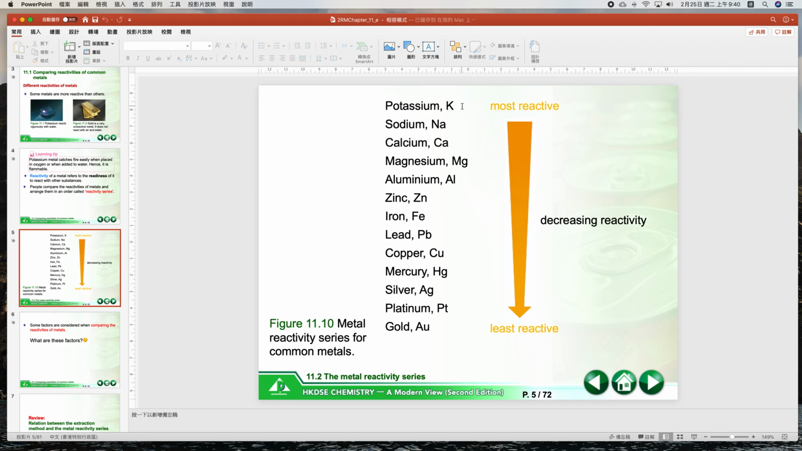It starts from the most reactive metal at the topmost position, for example, potassium. And then when we go downward the reactivity series, the reactivity decreases. That means sodium is less reactive than potassium, calcium is less reactive than sodium, and so on. So in this reactivity series, gold is the least reactive.